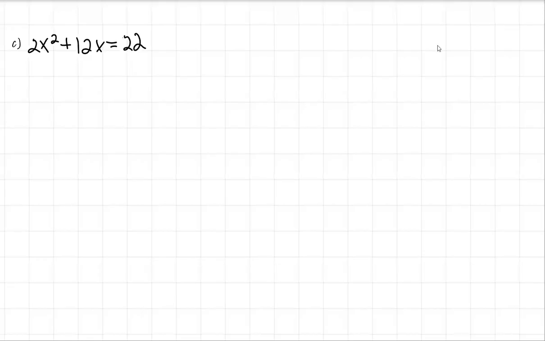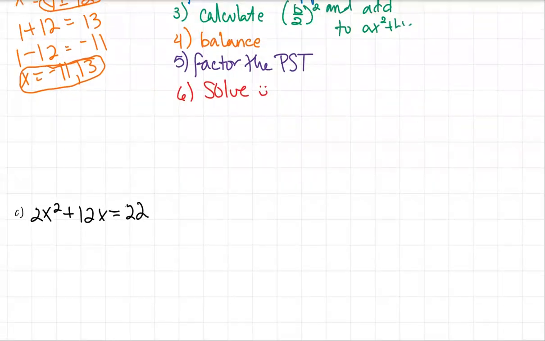All right, Algebra 2, here's part 3 of our completing the square discussion. Let's go ahead and do one more example. Let's use the steps we came up with to do part C.